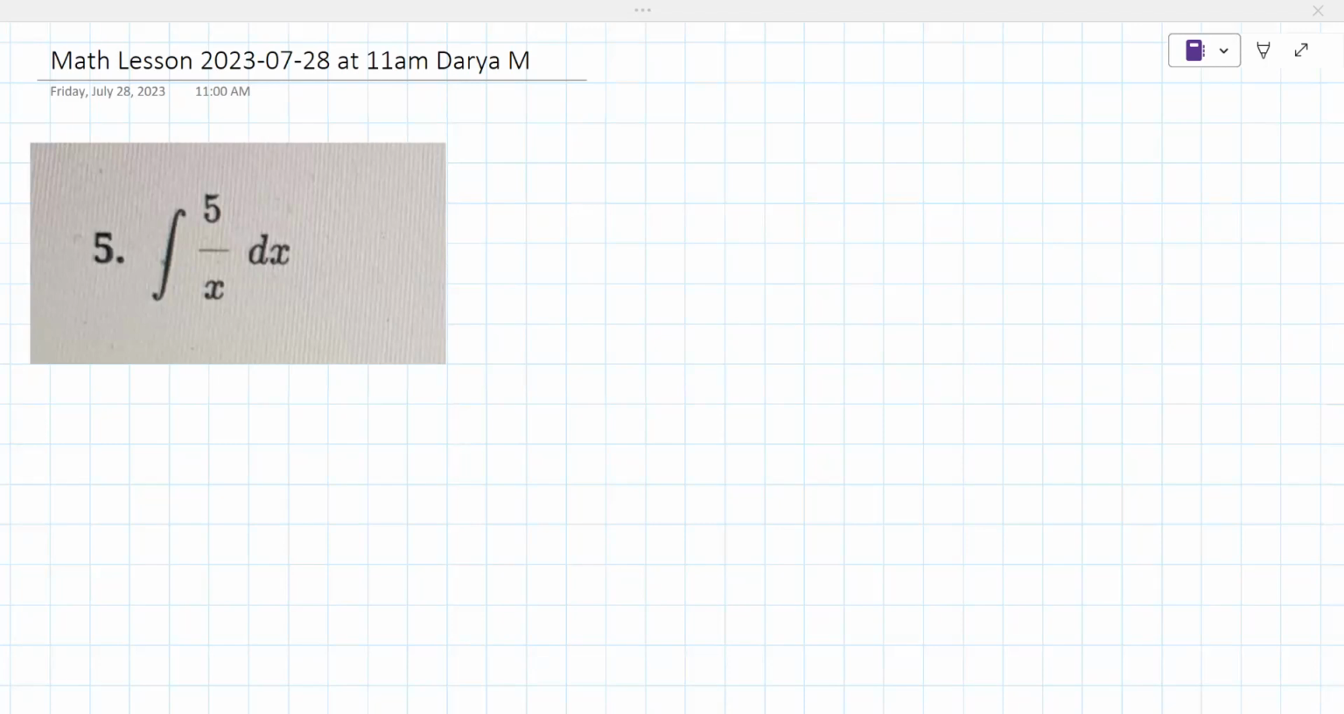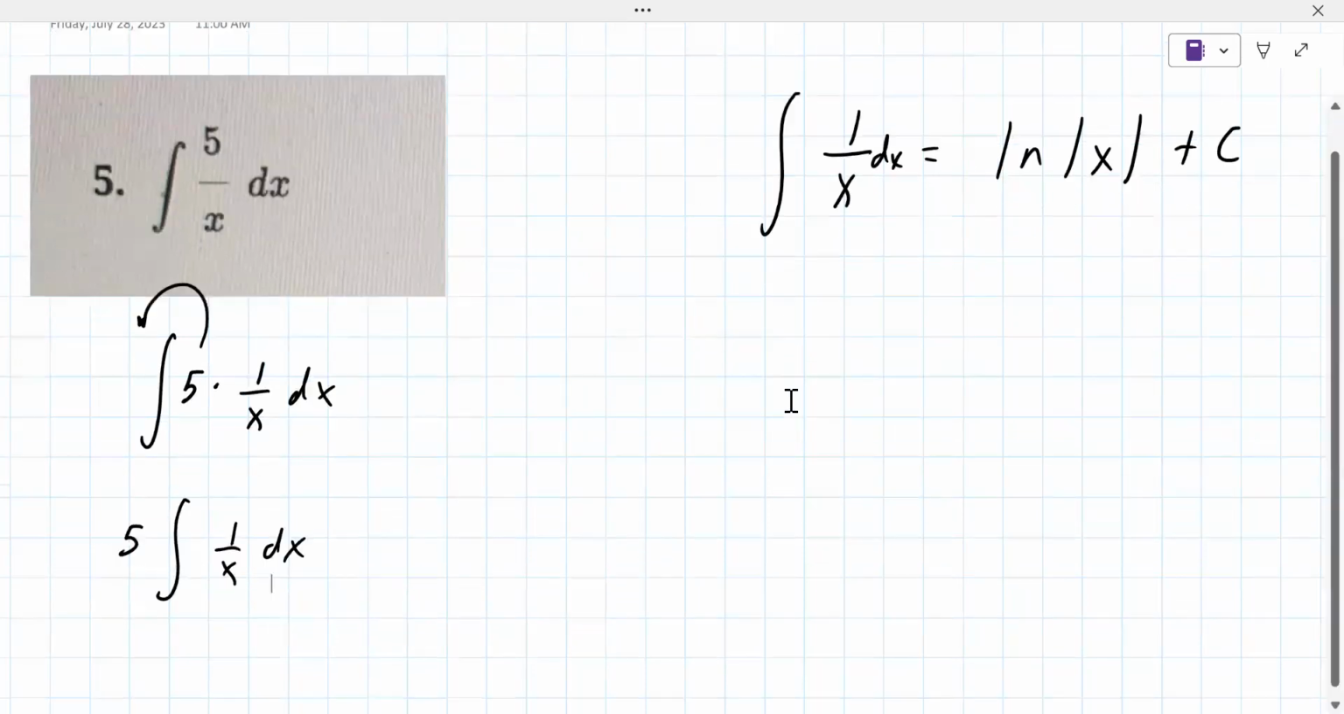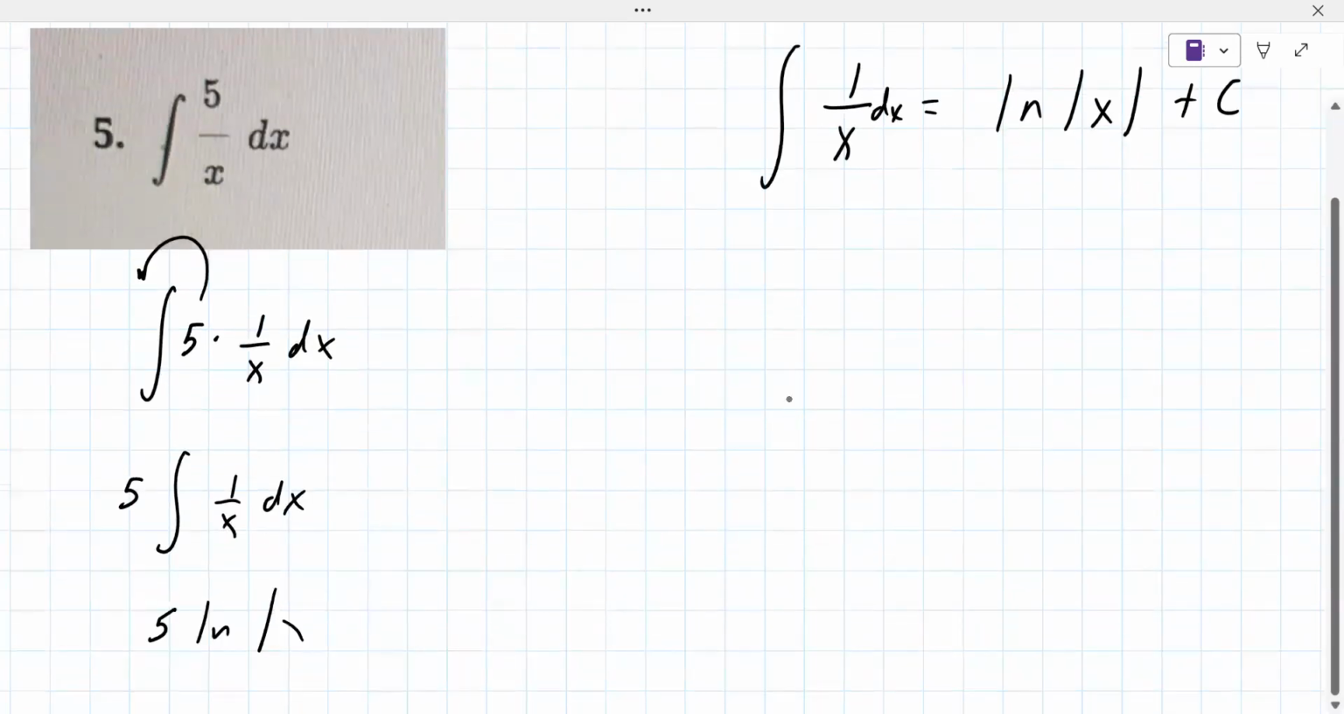So the idea is, the integral of 1 over x dx is the natural log of the absolute value of x plus c. In this problem, it's really the integral of 5 times 1 over x dx. A lot of students like to bring the 5 out, 5 times the integral of 1 over x dx, and so you use this property. It's 5 natural log absolute value of x plus c.